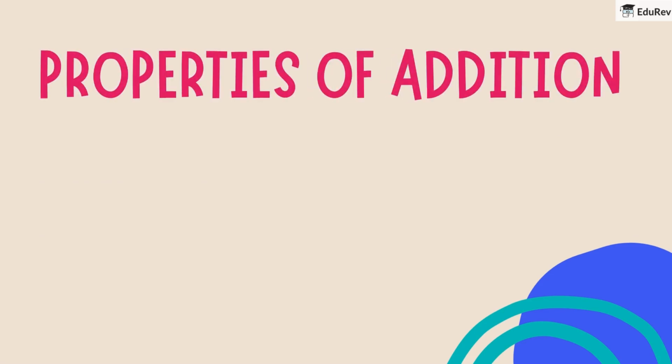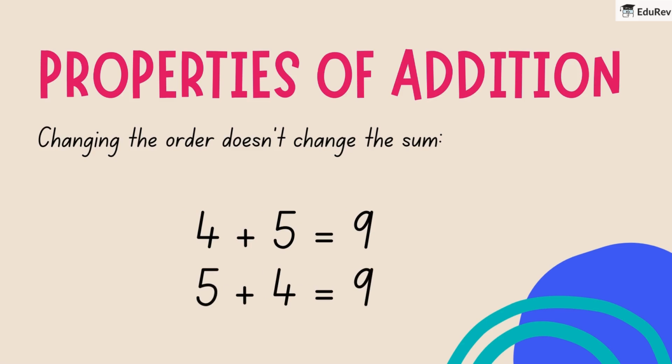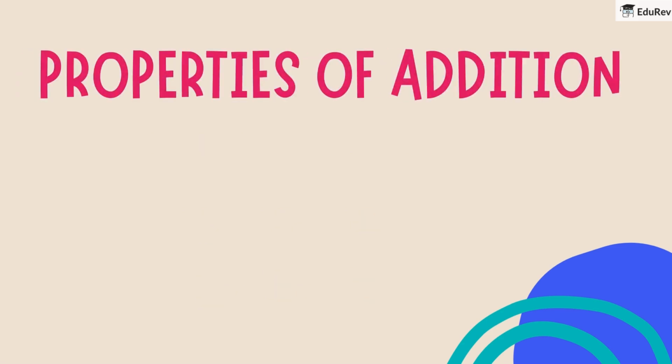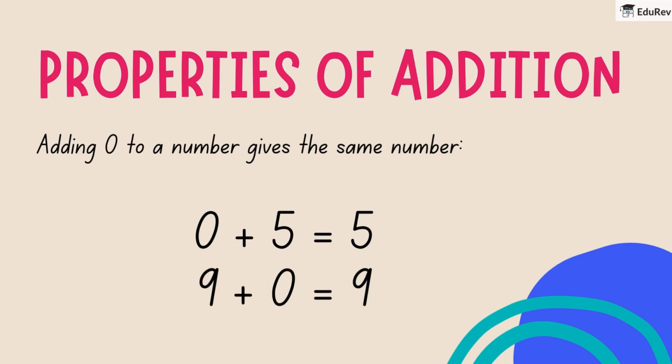Next, let's look at the properties of addition. One important property is that changing the order of the numbers doesn't change the sum. For example, 4 plus 5 equals 9, and 5 plus 4 also equals 9. Another property is that adding 0 to a number gives the same number. For instance, if we add 0 to 5, we still have 5.